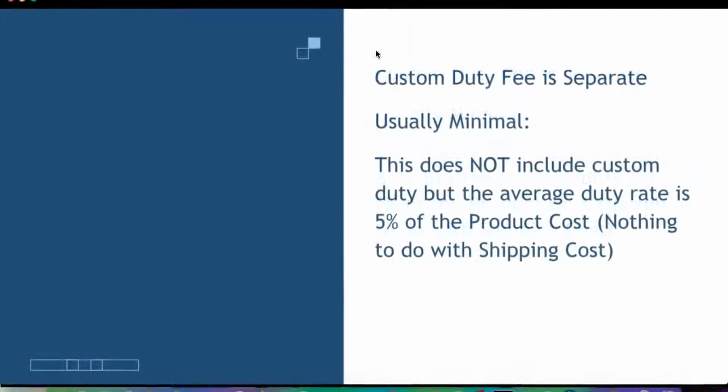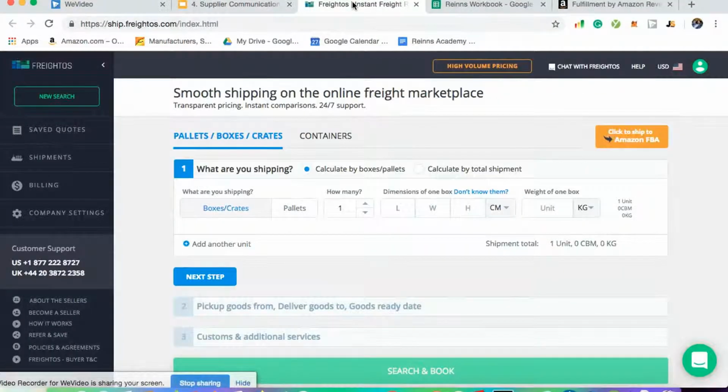So let's go back to the Freightos tool and let me show you how to use this thing. This thing is really awesome, guys, and I really love using it. Once you create an account with them and then you log in, remember it's free to use, this is how it looks on the inside. I'm just going to show you how to use all this.